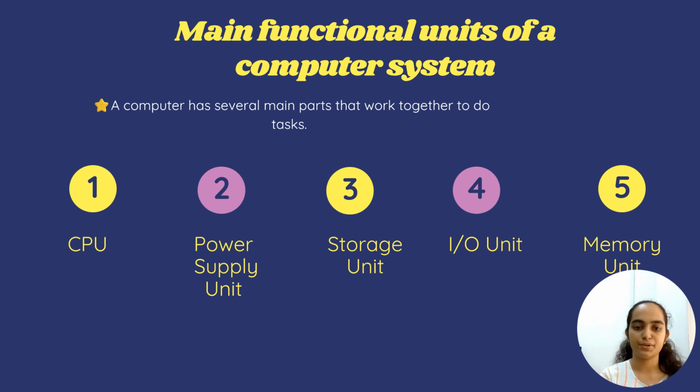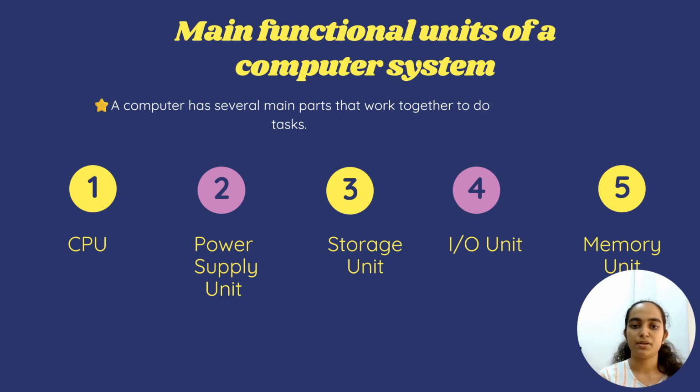Main functional units of a computer system. To understand computer architecture, we first need to look at the main functional units of a computer system. A computer is built using five major parts: CPU, power supply unit, storage unit, input-output unit, and memory unit. The central processing unit is the brain of the computer. It processes data and executes instructions.